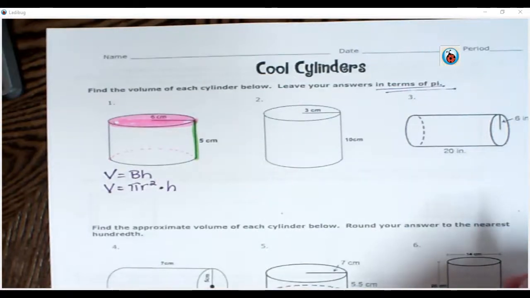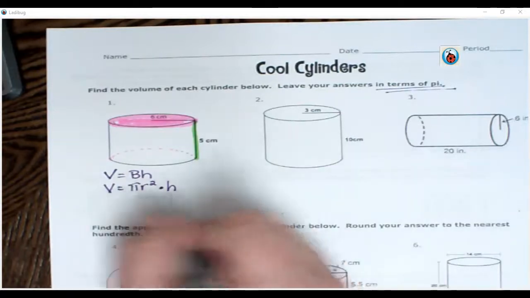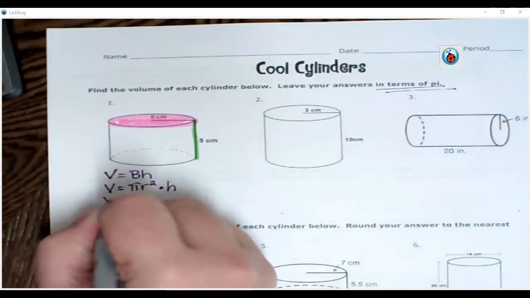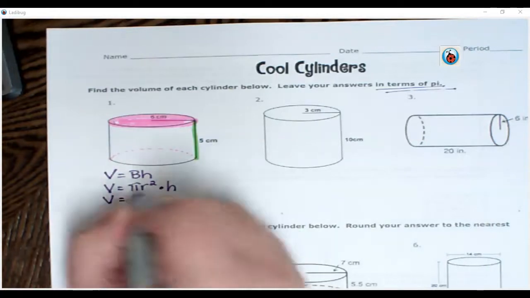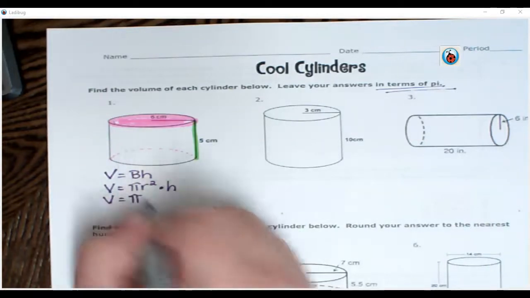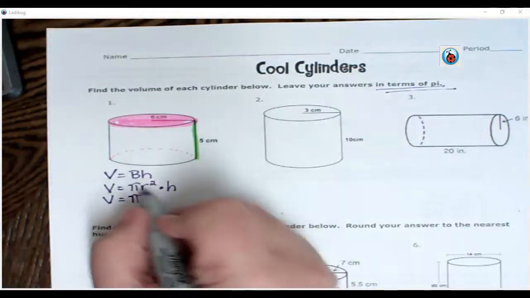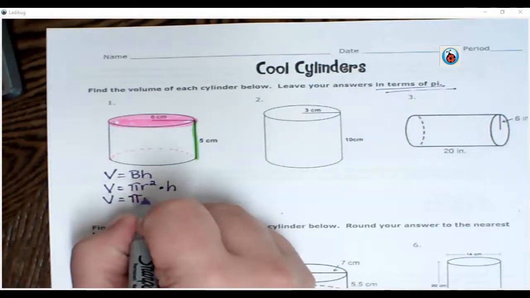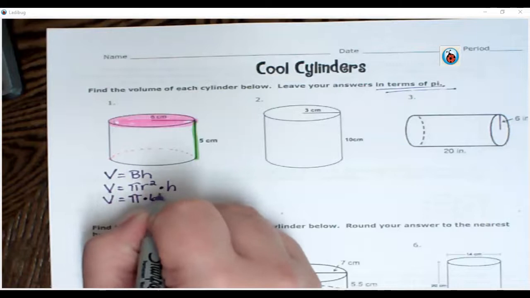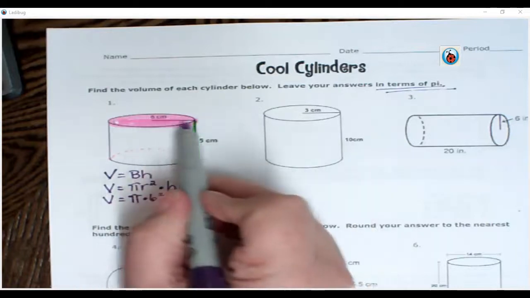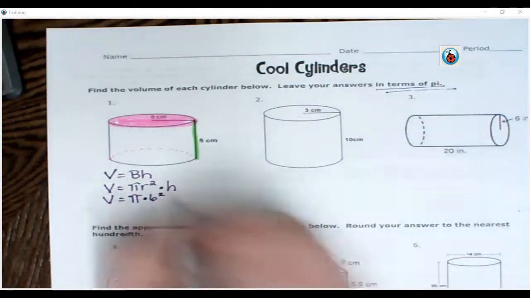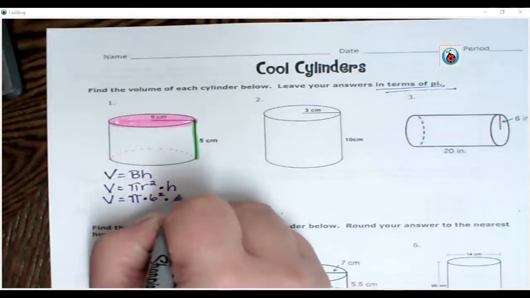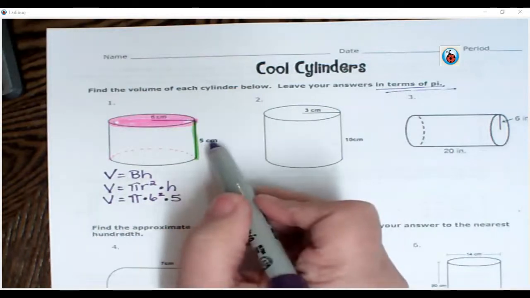Now we're ready to substitute in for our information. So we're still looking for volume. We're going to keep pi because we want our answer in terms of pi. We're going to substitute in for radius squared, so we're going to say 6 squared because 6 is our radius. And then our height, we said, was our 5 centimeters right here.